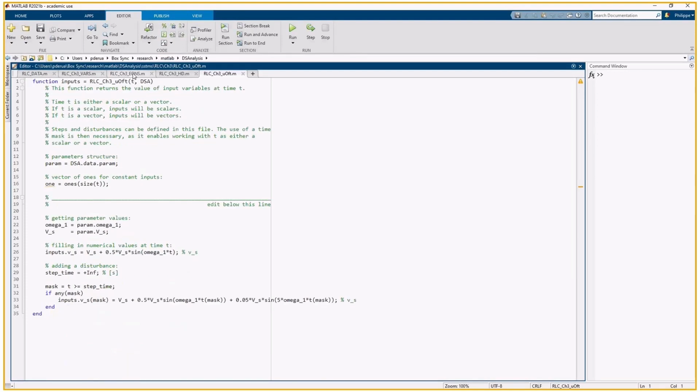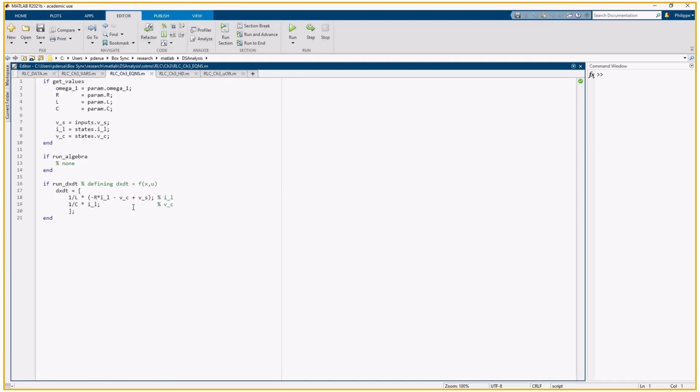I suggest we start from the file with equations. Each file with equations will have the same structure. There are three if statements: if get values, if run algebra, and if run dxdt.